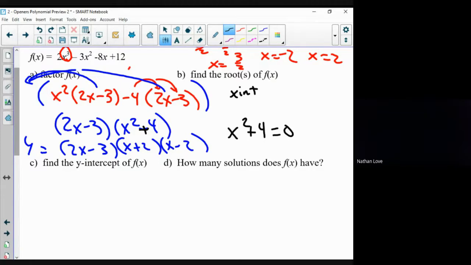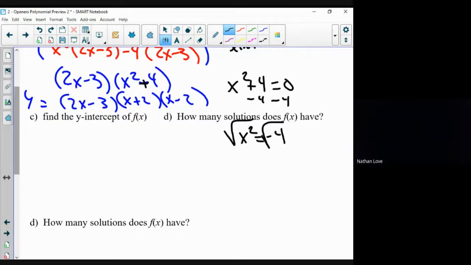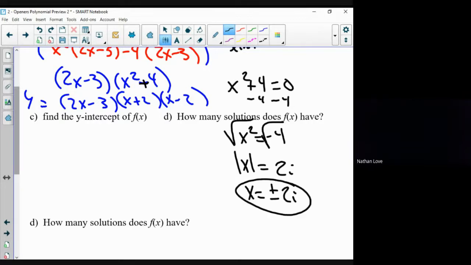I know these are complex in this case because when I subtract the 4, I get x squared is equal to -4, and I take the square root of a negative number, it gives you an imaginary root. So this turns into 2i, and I have the absolute value of x over here. So x is equal to what we call plus or minus 2i. So those do not exist on the real number system, all right?